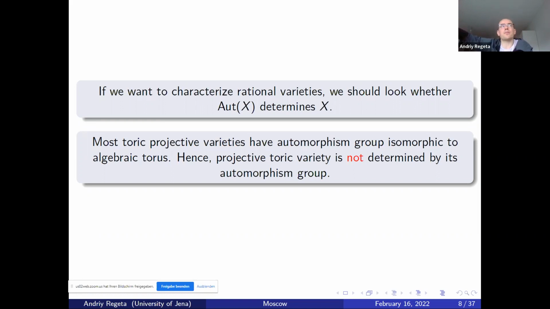It is a little bit more natural to try this because the automorphism group of an affine variety can be much, much bigger than the automorphism group of a projective variety. So the bigger group contains more information. It should be easier, or at least possible, hopefully, for affine varieties.